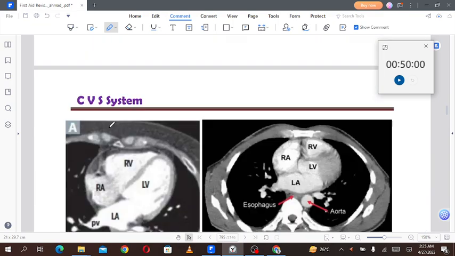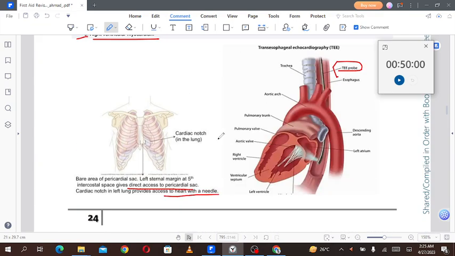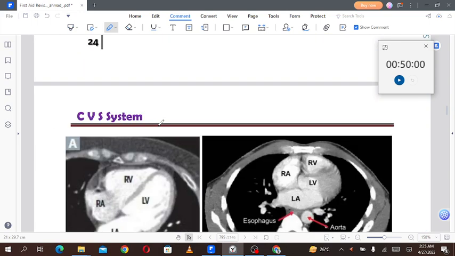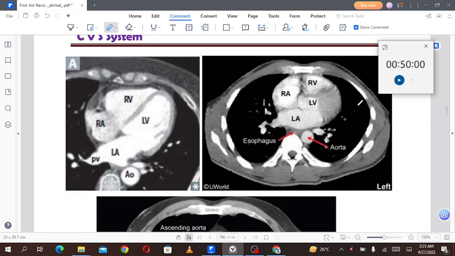Then we saw the problems of your murderer who has to stab you through all these layers before reaching your heart. And now let's move to the CT scans. Now this is the endorsement of the previously learned concept.